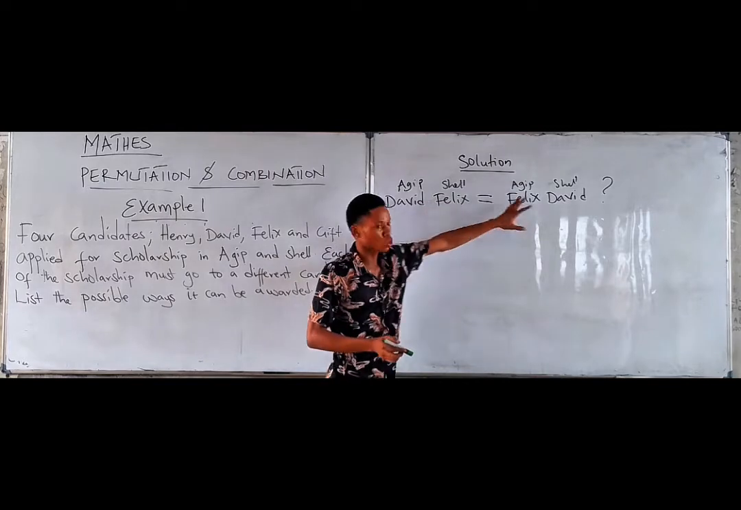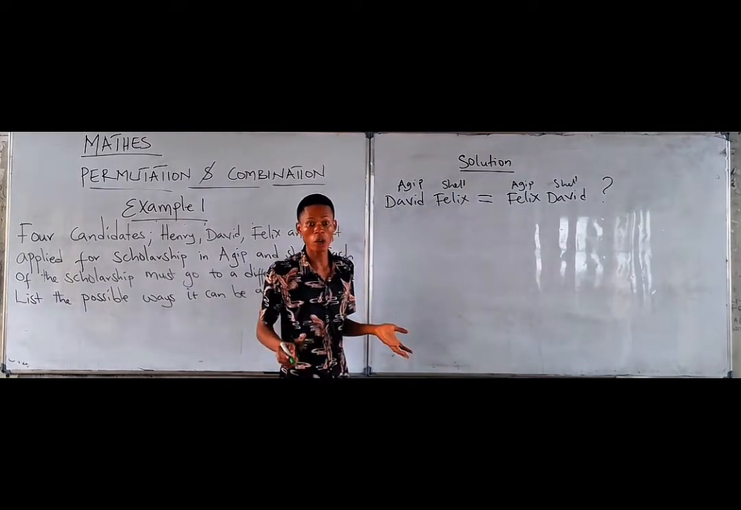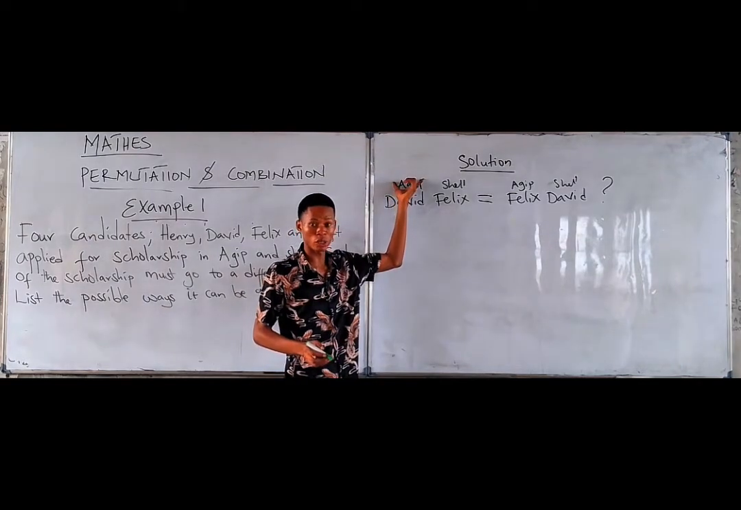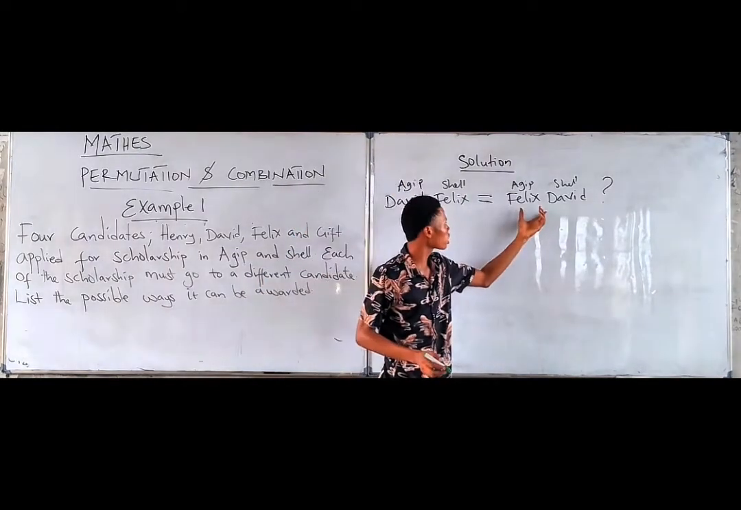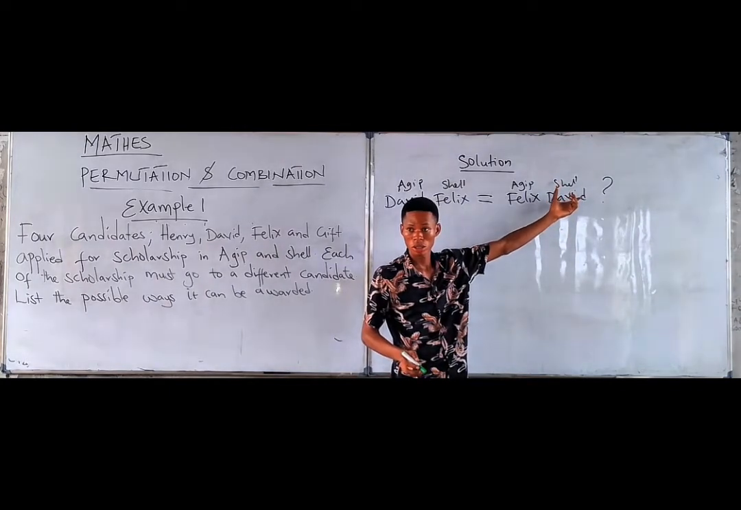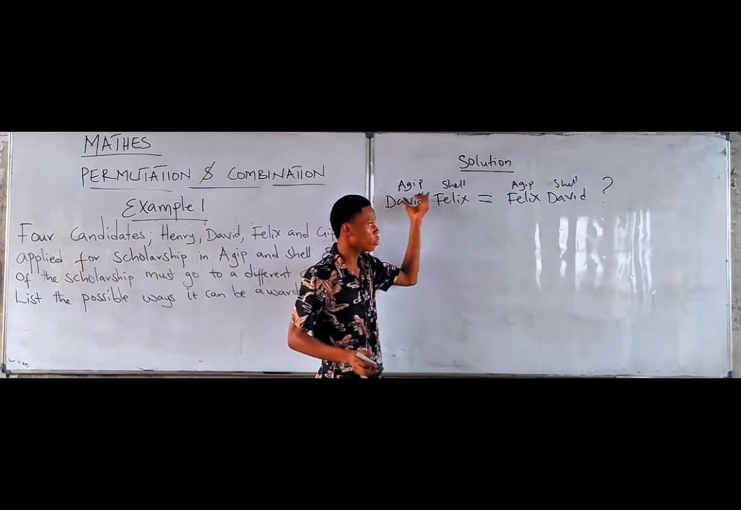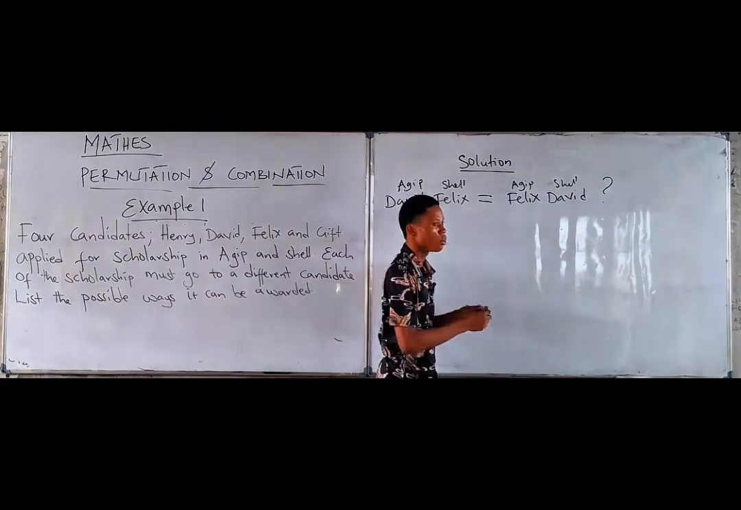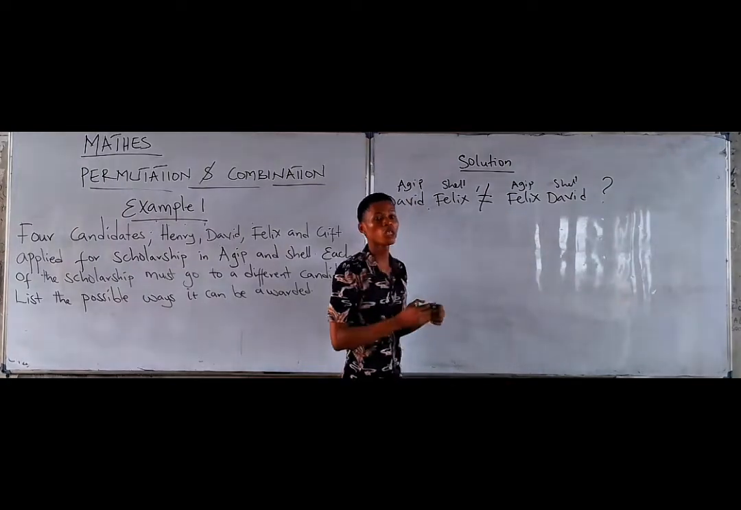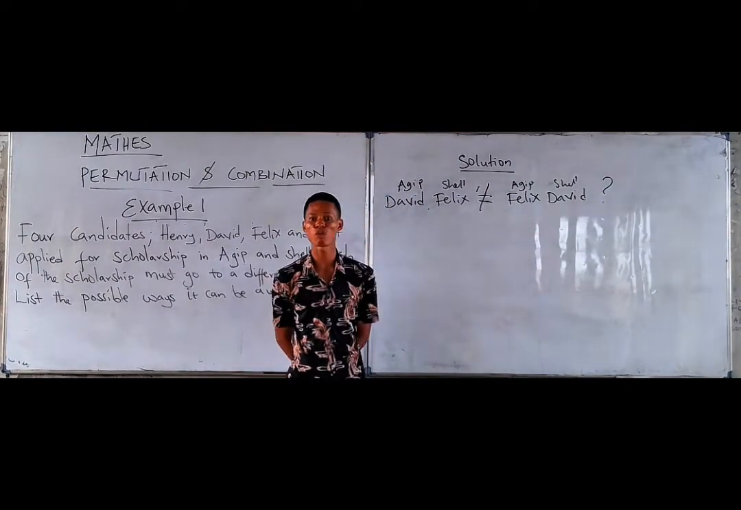Is this equal to this? It's not equal, right? Because in this first case, David got Ajib scholarship. In this second case, David got what? Share scholarship. In the first case, he got Ajib. In the second case, he got Share. Meaning that this is not equal to this, right? So if this is not equal to this, is this permutation or combination?